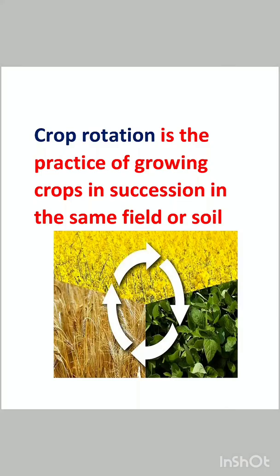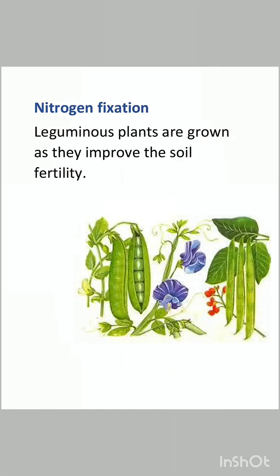Crop rotation. If you grow the same crop in the same field season after season, the soil becomes deficient in nutrients needed by the crop and becomes less fertile. So it is better to grow one crop in one season and another crop in the next season. This process is called crop rotation. Next, we'll see nitrogen fixation.